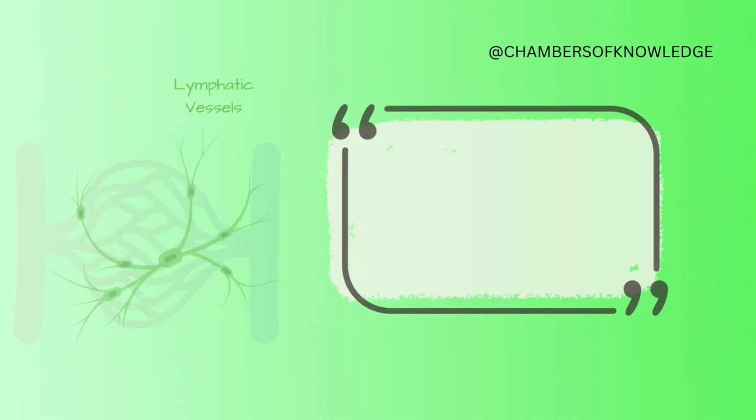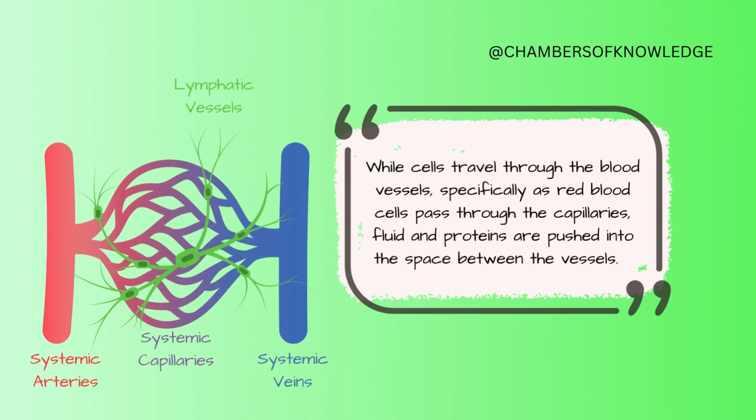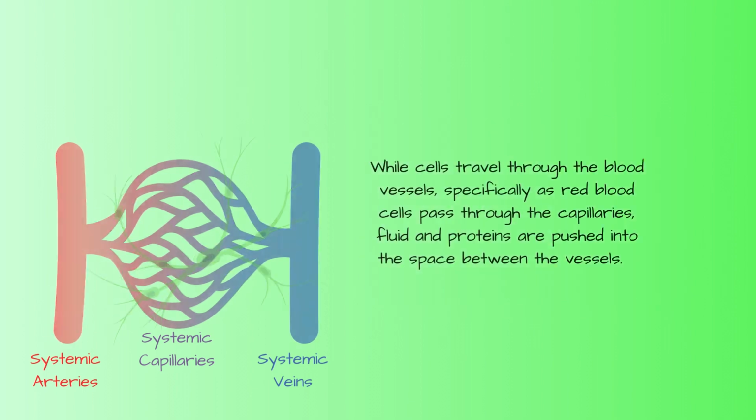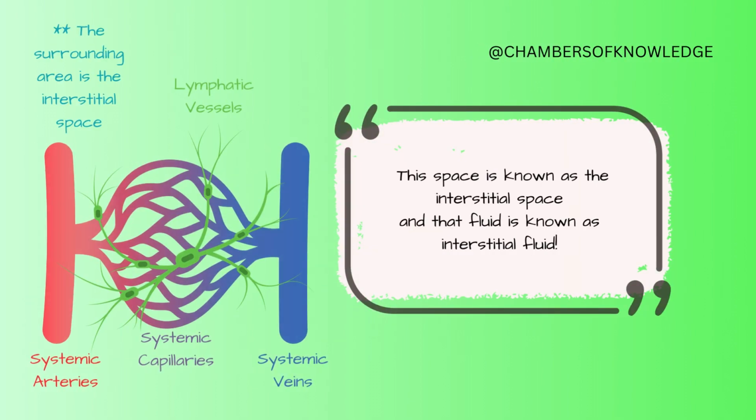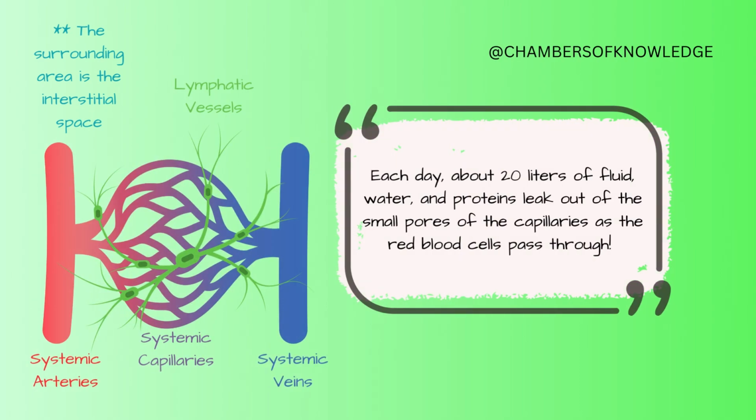Well, while cells are traveling throughout the blood vessels of the cardiovascular system, more specifically as the red blood cells travel through the systemic capillaries, fluid and protein leak out from the porous capillary wall. They leak out into the space between the vessels. This space is known as the interstitial space, and once the fluid enters this space, it is known as interstitial fluid. Each day, about 20 liters of fluid leaks out of the capillary pores as red blood cells pass through.